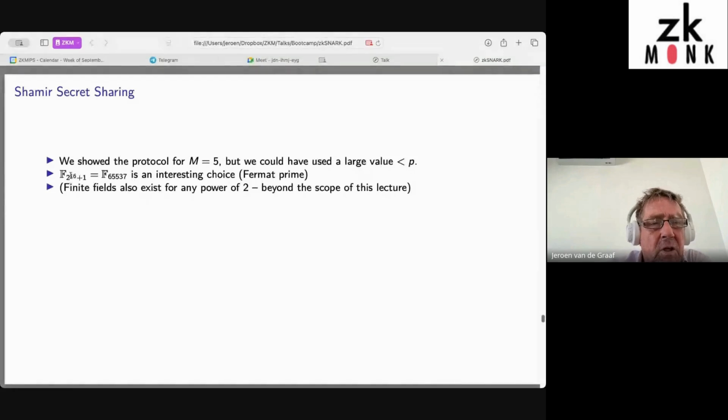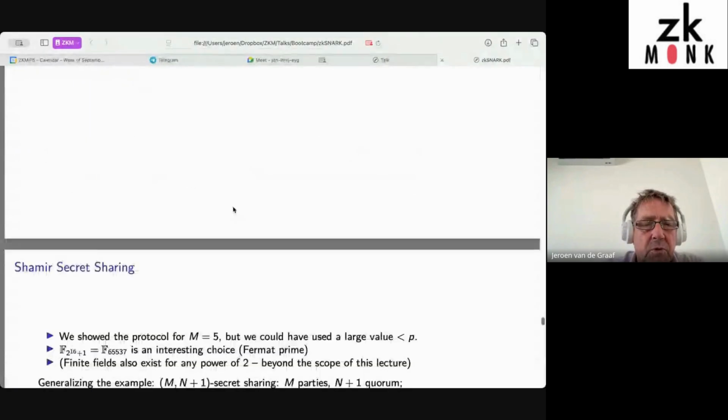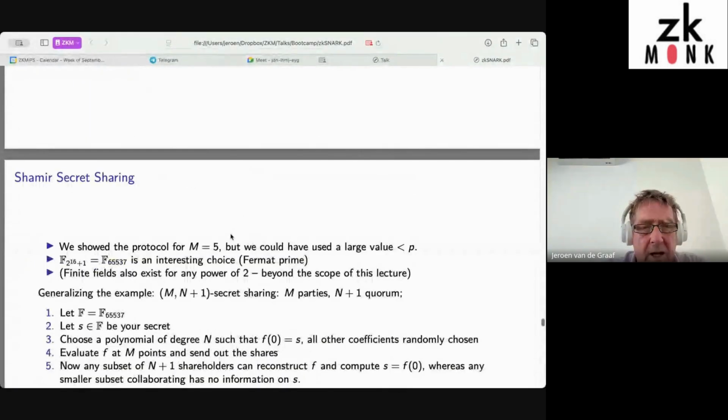You can use this prime number because this is 2 to the 16 plus 1. You can even do it for any power of 2, but then you will need to understand what a finite field for any power of 2 means, and that is a bit beyond the scope of today's lecture.